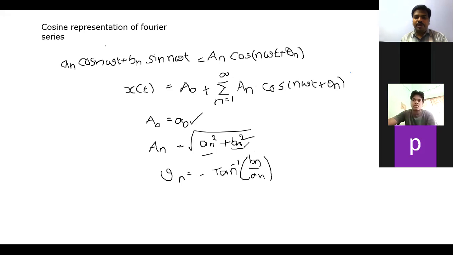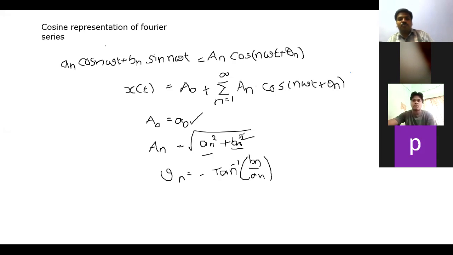This is exactly similar to that of the trigonometric Fourier series. That is why I told you in the beginning of the class, if you learn the trigonometric Fourier series completely, obviously you can just modify the trigonometric Fourier series to get the remaining two types of representations, that is complex exponential representation and cosine representation. Okay, so already we have derived the expressions for a naught, an and bn earlier. Again, we are using the same expressions for determining capital A naught, capital An and theta n values for the cosine representation of the Fourier series.